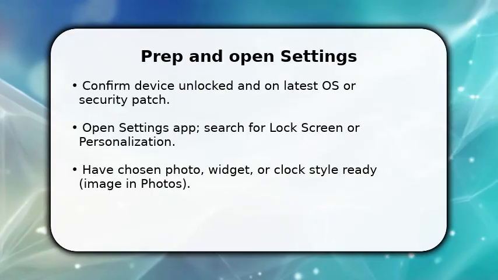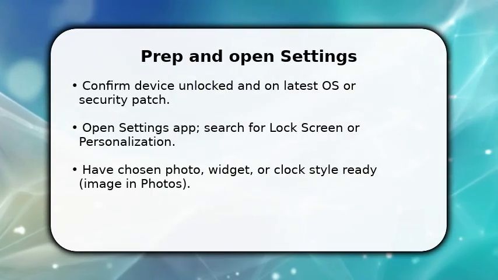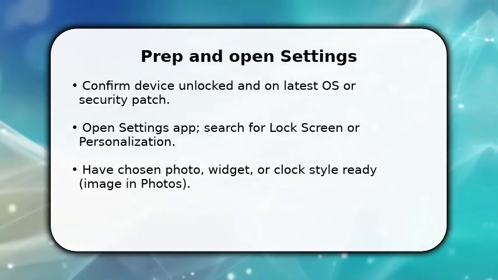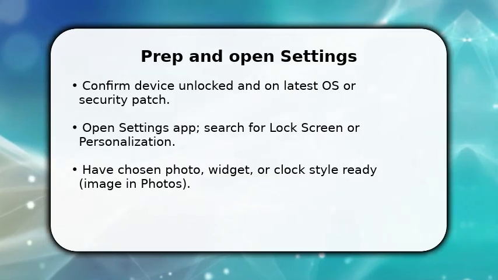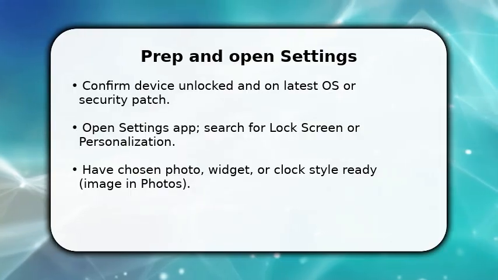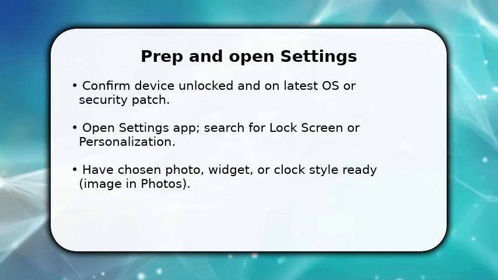Enjoy the video. You start by making sure your device is unlocked and updated, because OS changes affect available themes. Open Settings and go straight to Lock Screen or Personalization. This is where you change time appearance. Once there, tap Clock or Time options to begin.